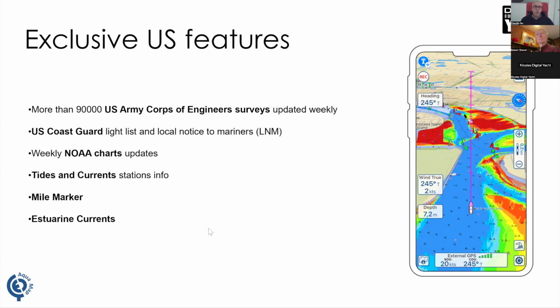In particular, we integrated all the US Army Corps of Engineers surveys on the slide. You can see on the right a typical image when this type of data is overlaid on our chart. That is a very recognized and helpful tool for navigating a complex area, especially along the intracoastal waterway. We also integrated the US Coast Guard list of lights and the Local Notice to Mariners.